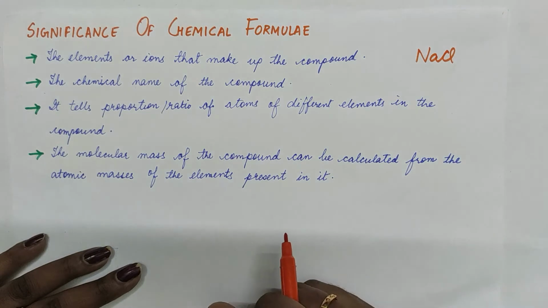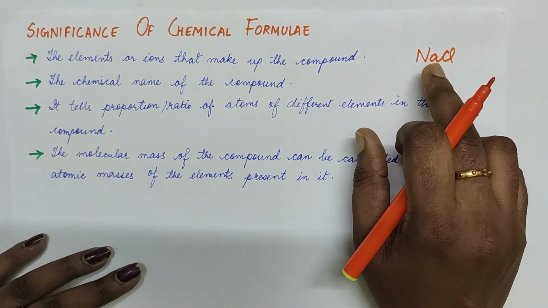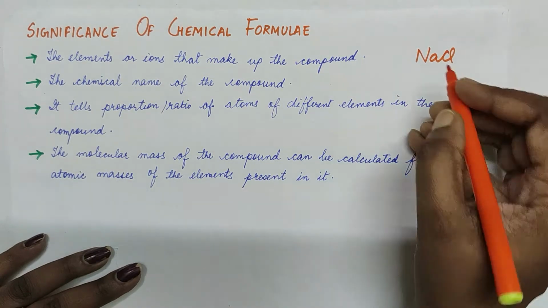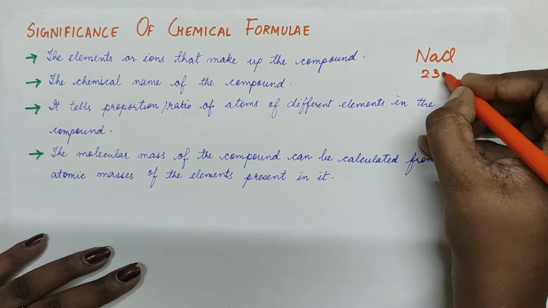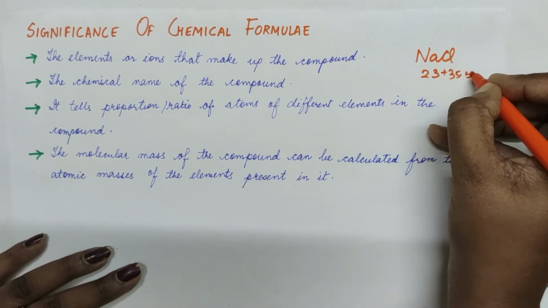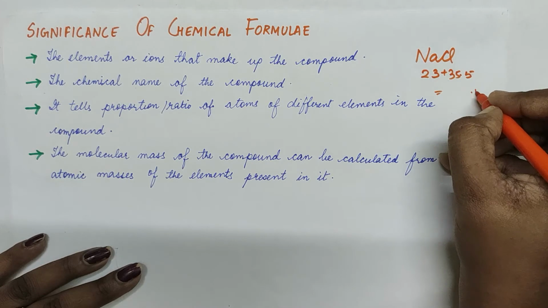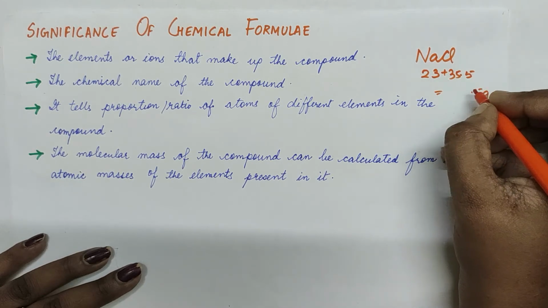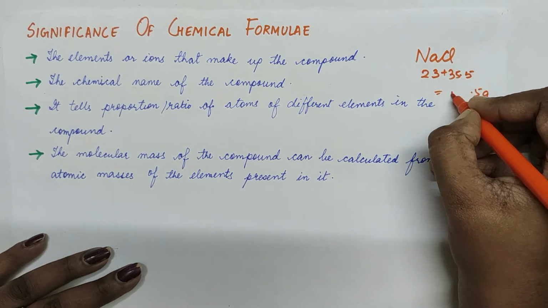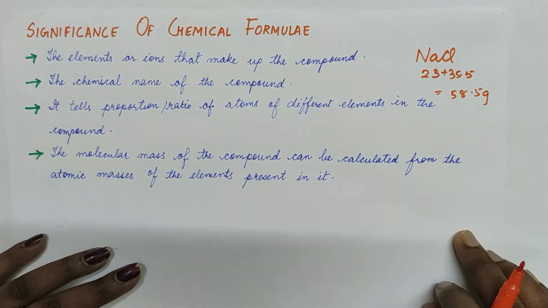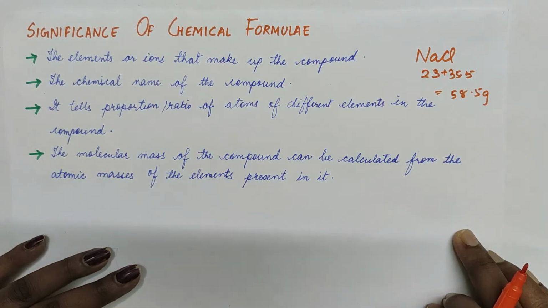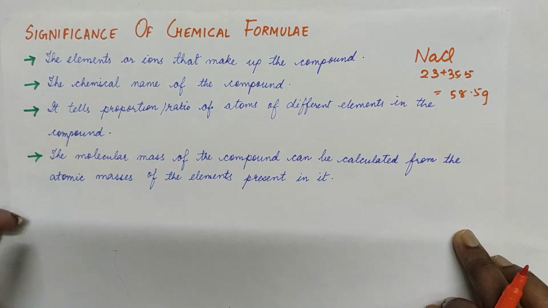It can be calculated, like if I know that sodium is 23 and chlorine is 35.5. These are the atomic masses. So I can add them and get the molecular mass of the compound. That will be 58.5. So this is the importance of chemical formula. Now today's main focus is chemical equation. Now, to write a chemical equation, we need to know the chemical formula.